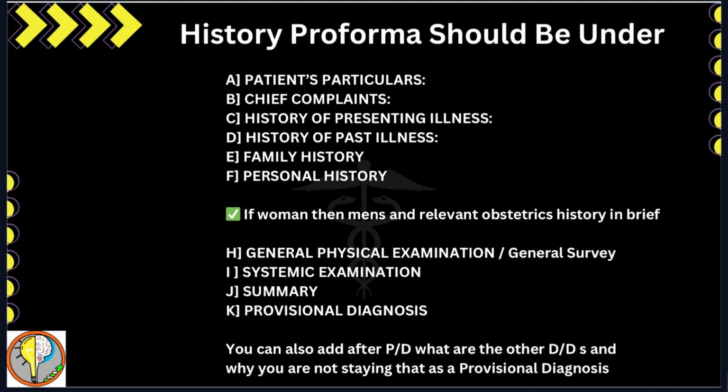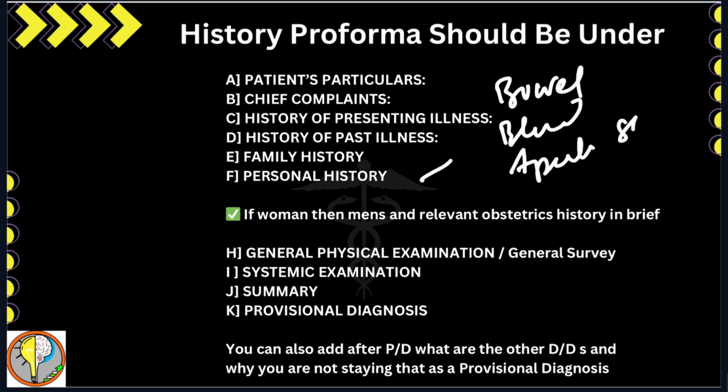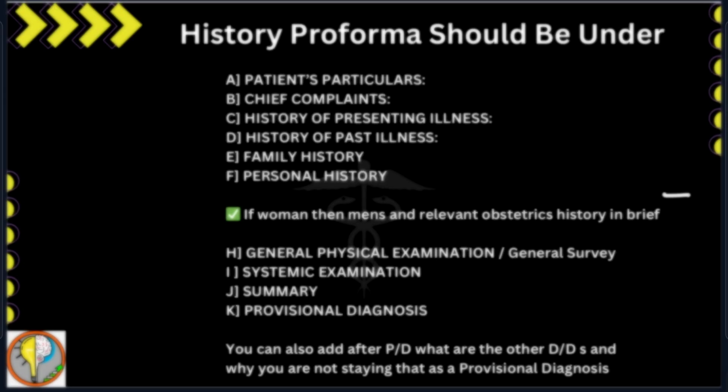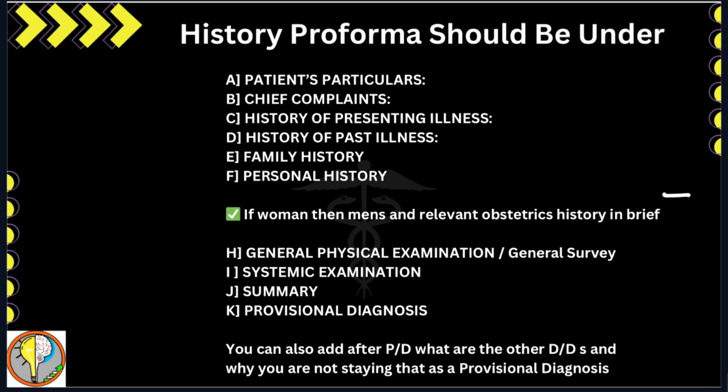Then there will be personal history like bladder, bowel, appetite, sleep, and any kind of addiction. This should be added in the personal history. Then if the patient is a woman, you can write a small and relevant obstetric and menstrual history.